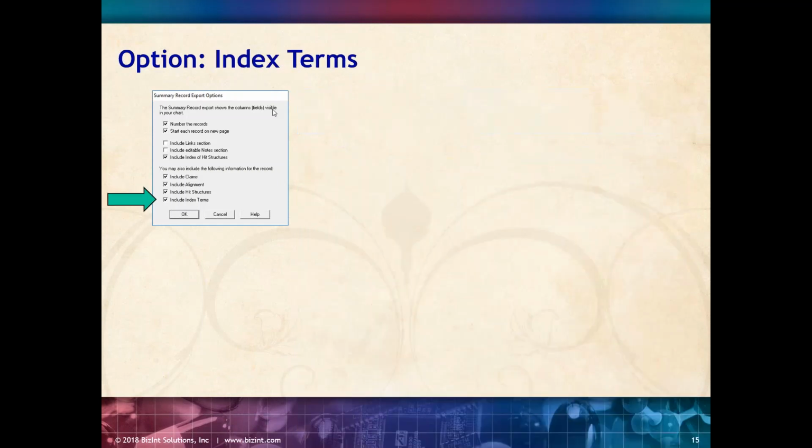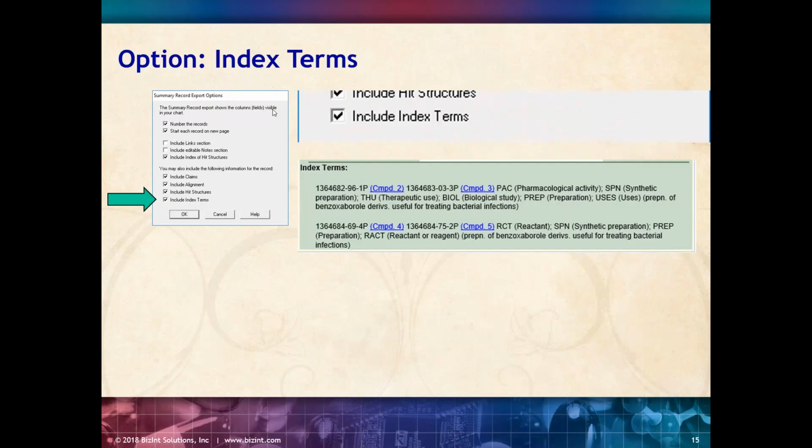And then index terms, which is the last option on the dialog right now. And again, these options will only be present if you have hit structure data available in the chart. And here you see what the index terms look like. So it's basically a representation of the index terms that came in the transcript, the IT paragraph.